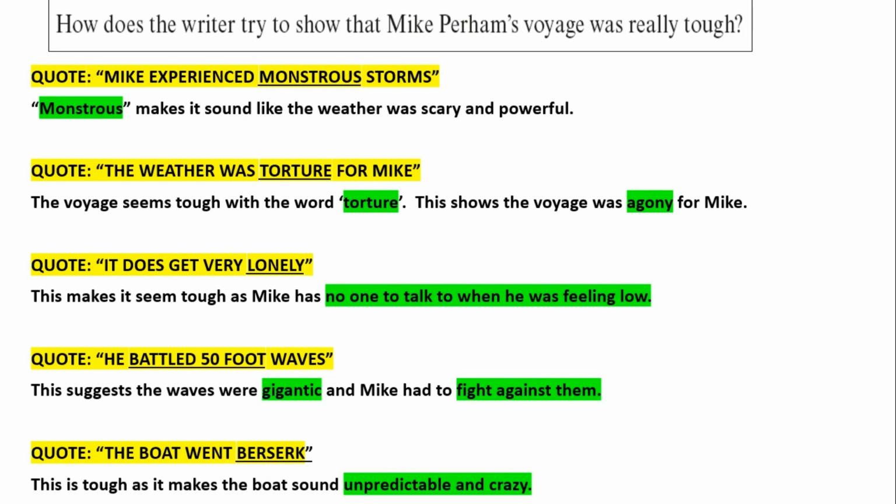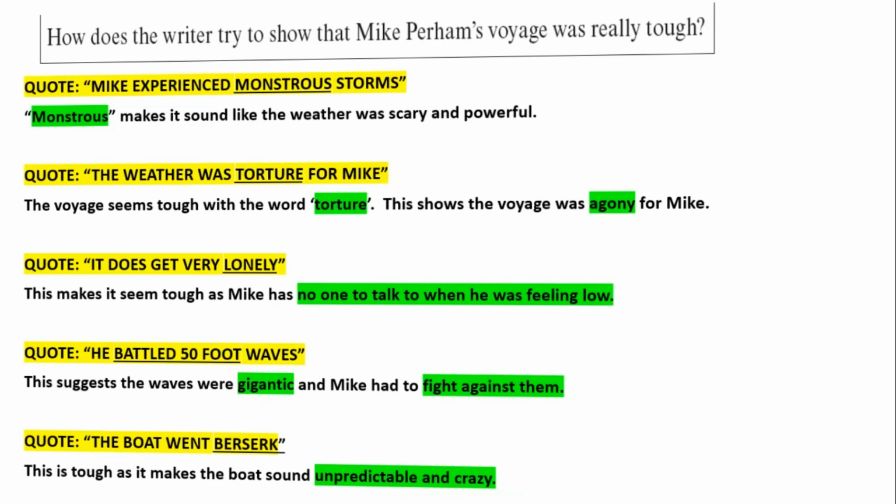I've put monstrous makes it sound like the weather was scary and powerful. I've put this makes it seem tough as Mike had no one to talk to when he was feeling low. That's about lonely. He battled 50-foot waves. I put this suggests the waves are gigantic and Mike had to fight against them and the boat went berserk. So I've zoomed in on berserk and I've put this is tough as it makes the boat sound unpredictable and scary.